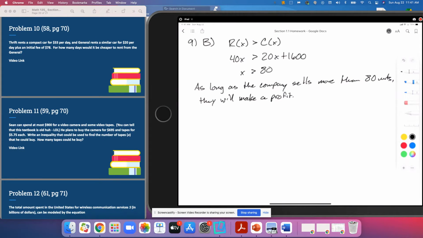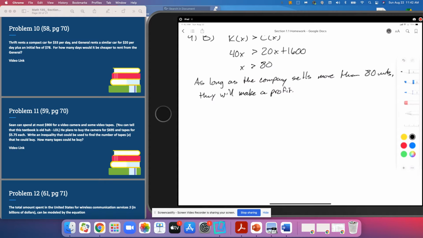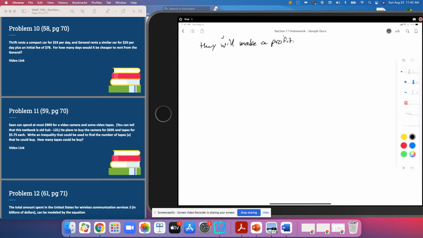Alrighty, everyone, on to problem number 10. Thrift rents a company car for $33 a day, and General rents a similar car for $20 a day, plus an initial fee of 78 bucks. For how many days will it be cheaper to rent from the General? And so let's take a look at this for number 10, folks.